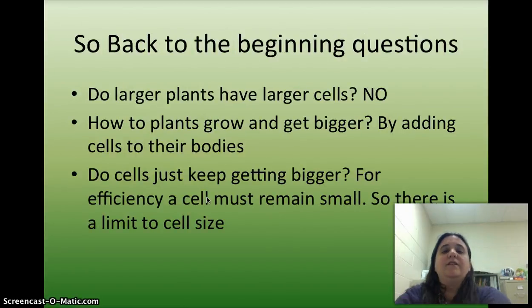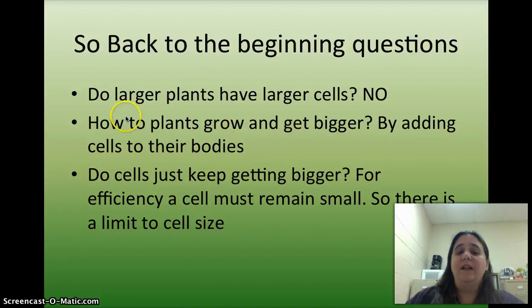Okay, so finally, let's go back to those beginning questions. We asked ourselves, do larger plants have larger cells? And we answered that no. And then we said, how do plants grow and get bigger? Well, they have to add cells to their bodies. So in order to do that, they go through the cell cycle. And why, finally, can't cells just keep getting bigger?